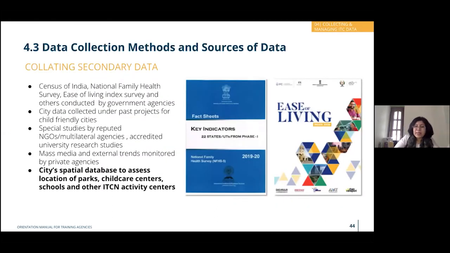Examples: where can cities start getting some of the data required for ITC indicators? The National Census of India and the National Family Health Survey are conducted periodically, and they give maternity rates and birth rates. So some of this very broad data, on whether my city has a large young child population, whether it is going to get younger, what the projections are, etc., can be collated from some of these periodic reports. That is secondary data.